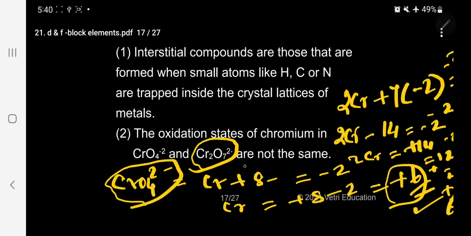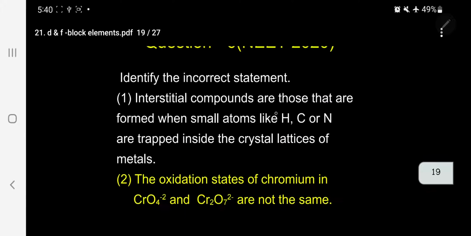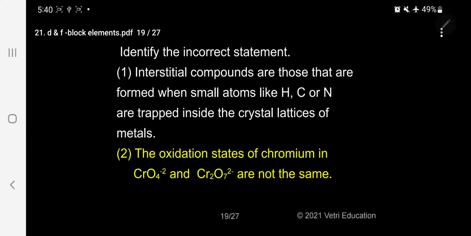But what is the statement given? The oxidation states of chromium are not same. This is incorrect. In both cases, the oxidation state of chromium is plus 6. My dear students, this is the correct answer. Let us verify. Kindly follow, number 2 is the correct answer. The oxidation states of chromium in CrO4 2 minus and Cr2O7 2 minus are not same. No, it is not correct. Both have the same oxidation state of plus 6.